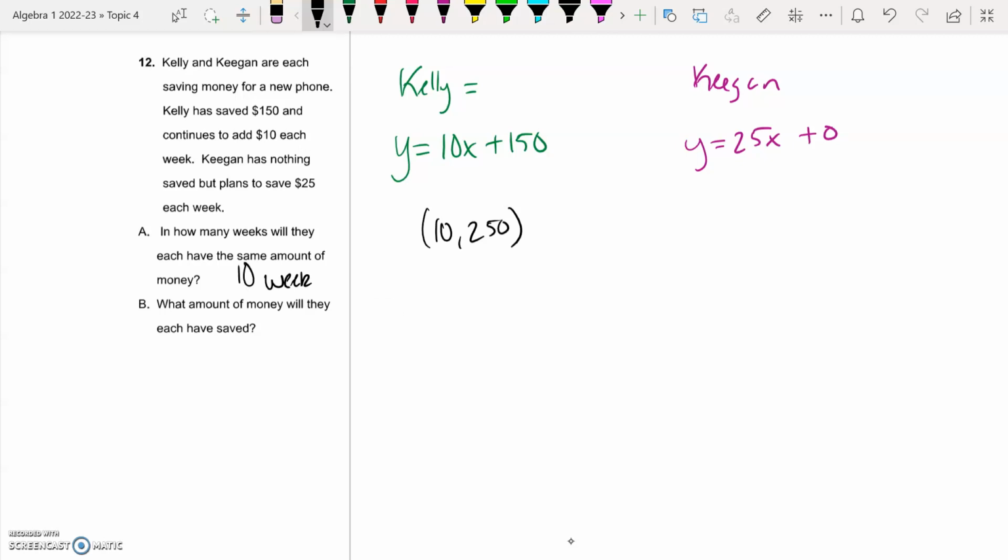We know that's going to be 10 weeks. They will have the same amount of money. And it says what amount of money will they have each saved? Well, that would be $250. We're just asking you to interpret this point and know that x is going to be our weeks because that was the x in the equations, and y is the money because that's the y in the equations.